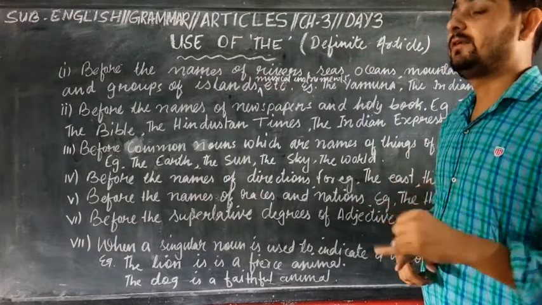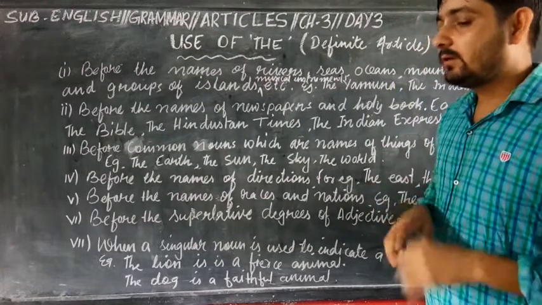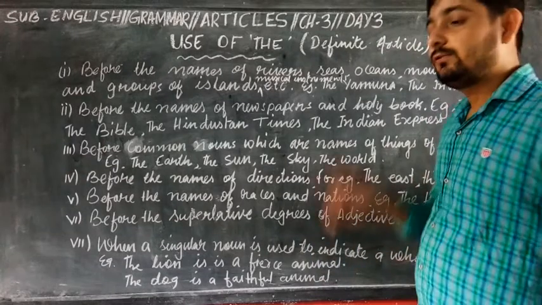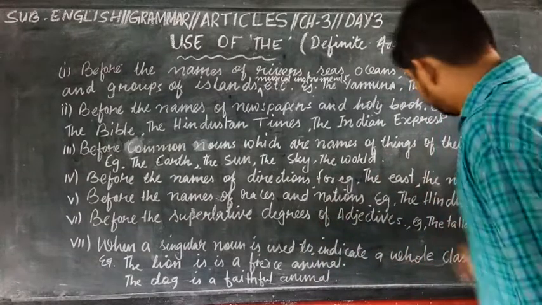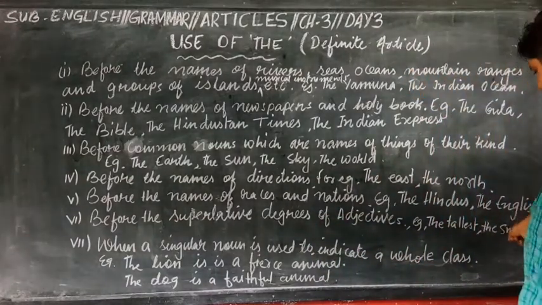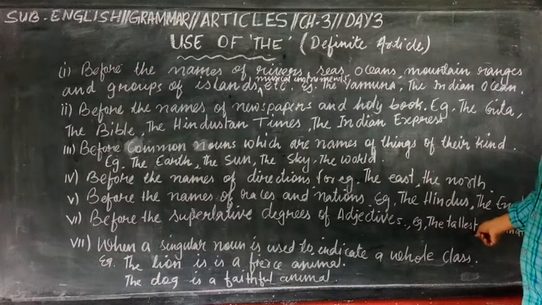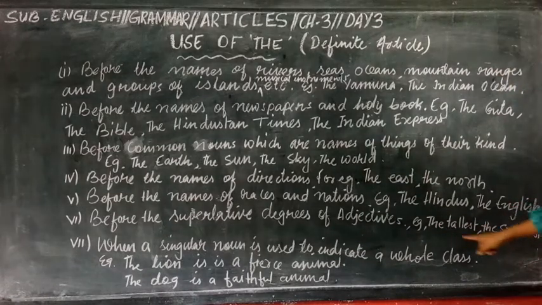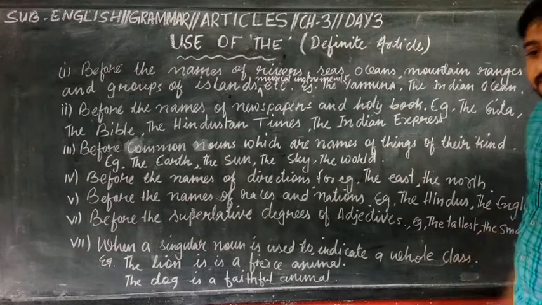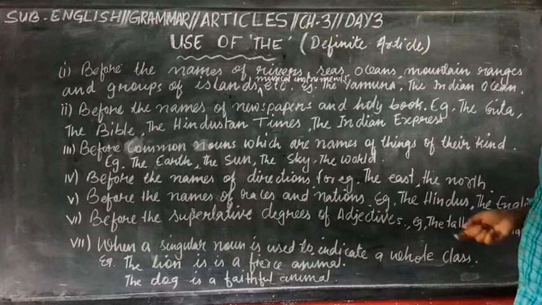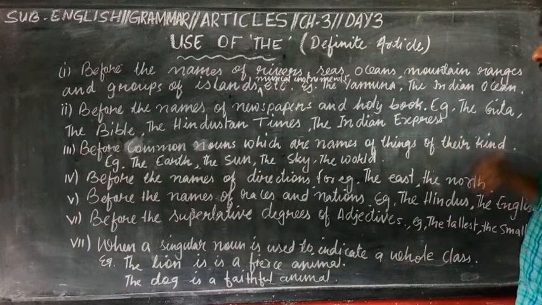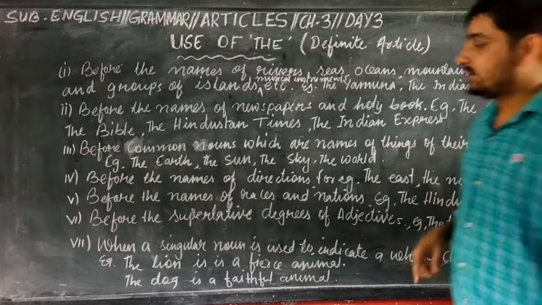Tallest is the superlative. So always remember, whenever you get this superlative degree, then you always write what? The. You use the smallest, the tallest, the largest, the shortest, the highest. Whenever you get a superlative degree, you use the.